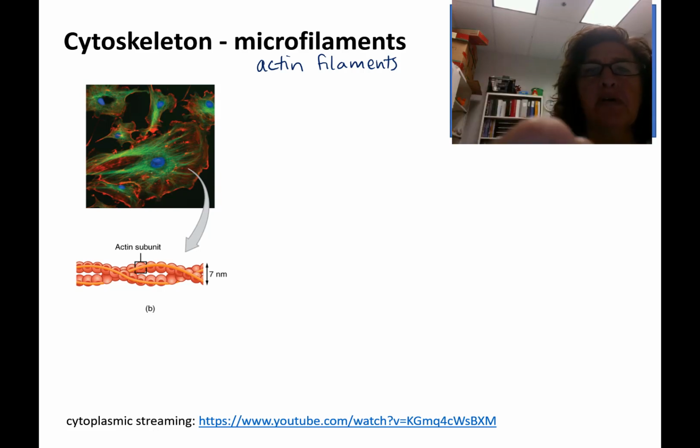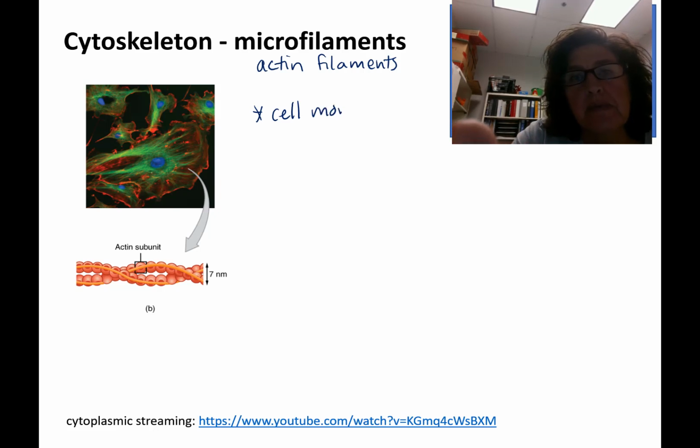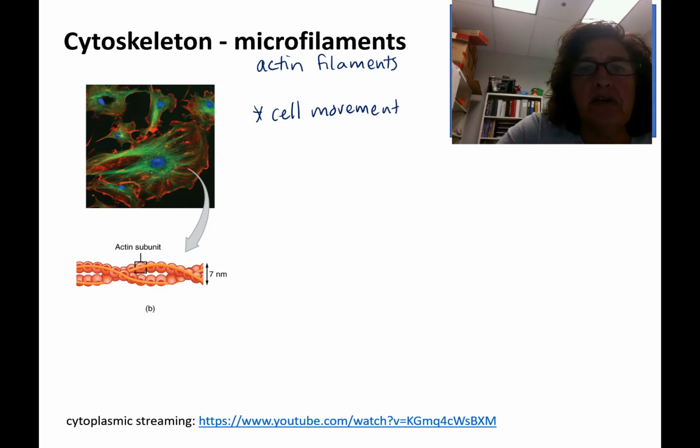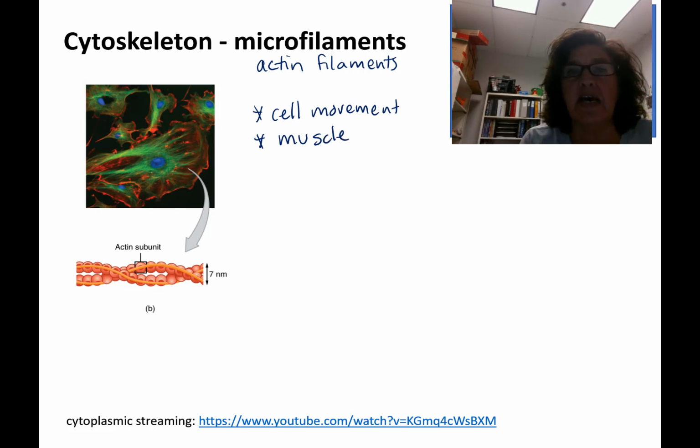And they're really important for cell movement. So some cells in your body, like white blood cells, actually can crawl along, finding foreign objects, part of your immune system. So cell movement. Actin filaments or microfilaments are very important for that. They are super important in your muscle cells. So this is how your muscles contract, actin and myosin.